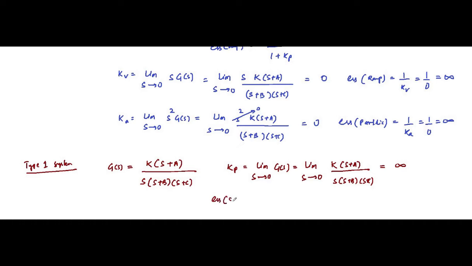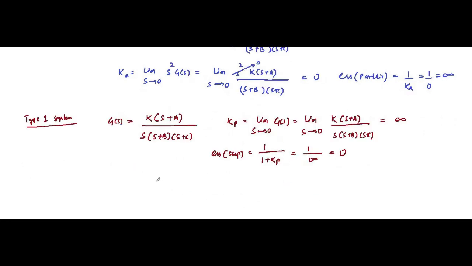Let us consider that a unit step input is being applied. So the steady state error is equal to 1 by (1 plus Kp), which is equal to 1 by (1 plus infinity), which is equal to 1 by infinity, which is equal to 0. Then this is for step input. Then let us consider a ramp input being applied. So for that we have to determine the velocity error coefficient, which is equal to limit s tends to 0 of s G(s).